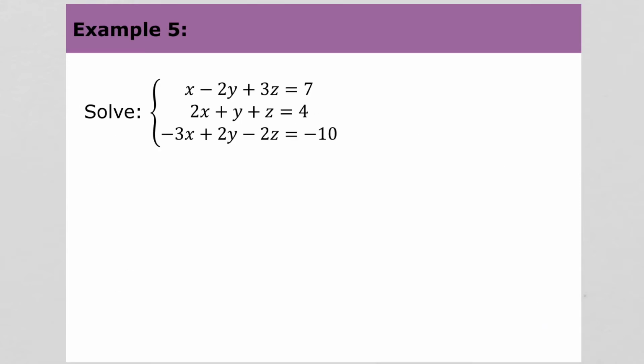So let's start solving some of these guys. First thing we need to do is put this in matrix form. Everything's in order here, so that's good. We've got 1, -2, 3, and 7. 2, 1, 1, and 4, -3, 2, -2, and -10.